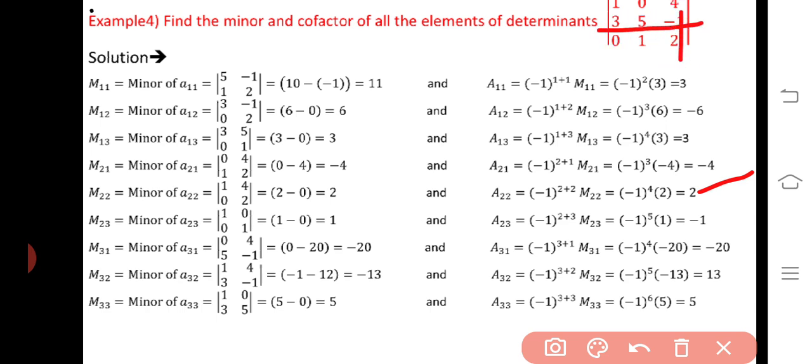Then what are the elements? 1 0 0 1. Then 1 into 1 minus 0 into 0 will get 1. Minor of 2 3 is 1, and cofactor of 2 3 is minus 1 to the power 2 plus 3 into minor of 2 3. 2 plus 3 is 5, minus 1 to the power 5 is minus 1. Minus 1 into minor of 2 3, which is 1. Minus 1 into 1 will get minus 1. Okay.